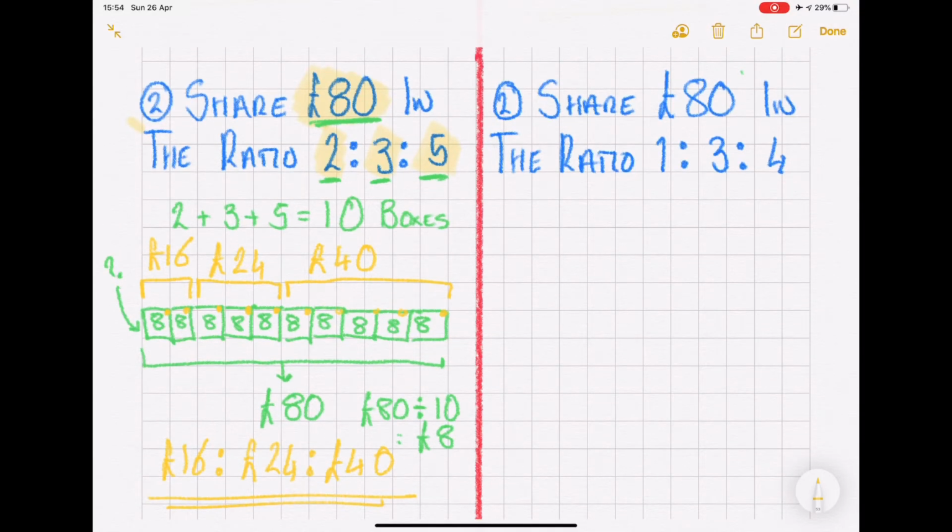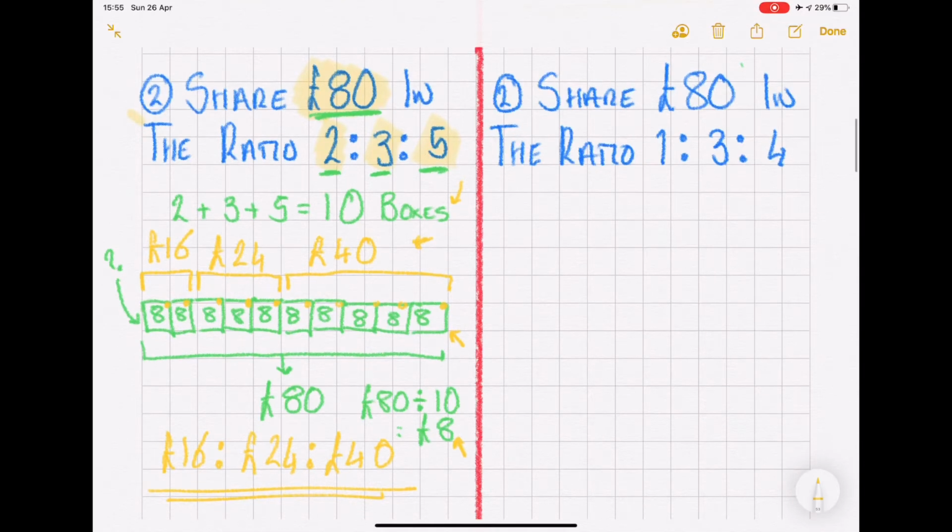So we approach this question in exactly the same way. We find out how many boxes there are in total. We draw out our boxes. We find out how much goes into each individual box. And we find out how much each of our parts are worth over here. So exactly the same as the first, but now we're just splitting it into 3 parts. Okay, fantastic. What I would do is pause the video here, copy out the working for this left-hand example, have a go at this right-hand example, and then play the video once you've done, and I'll go through it with you.